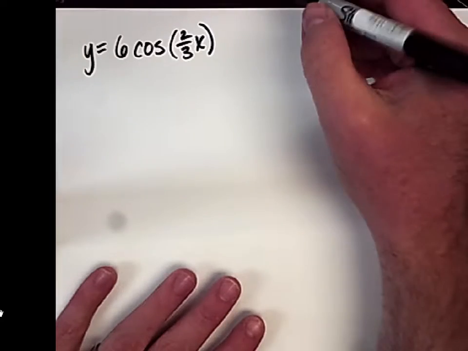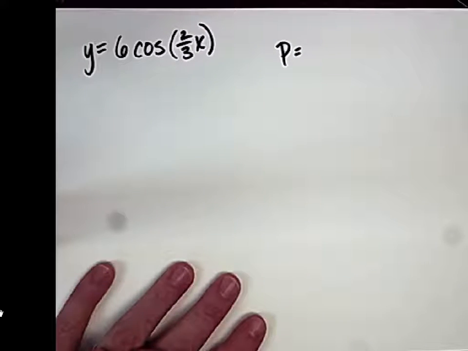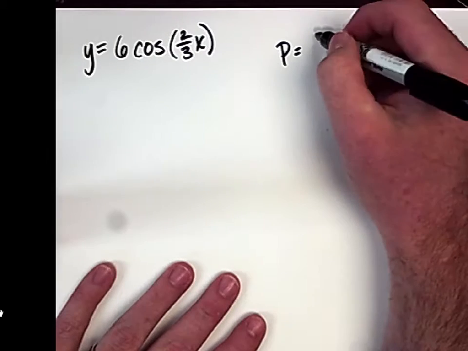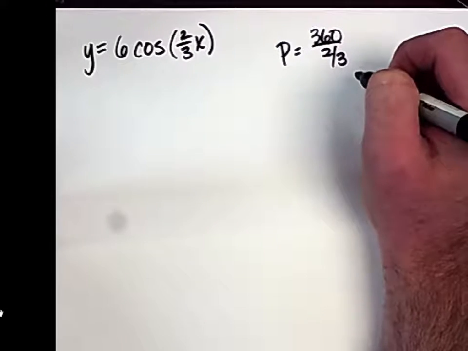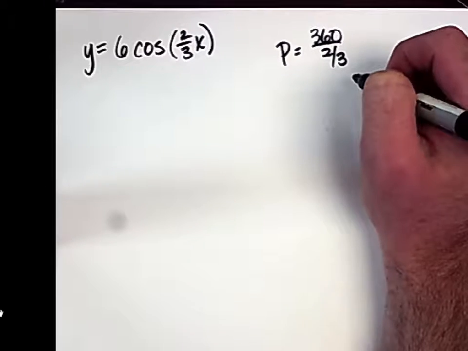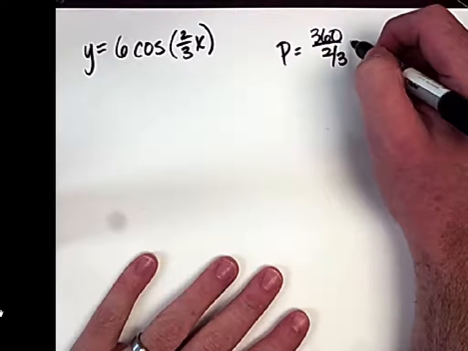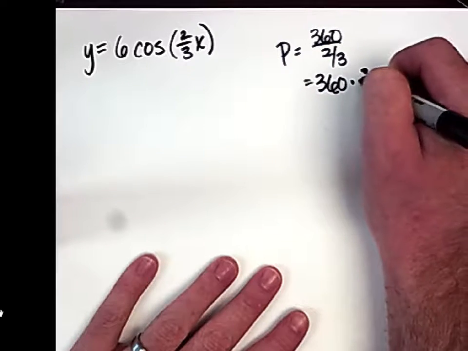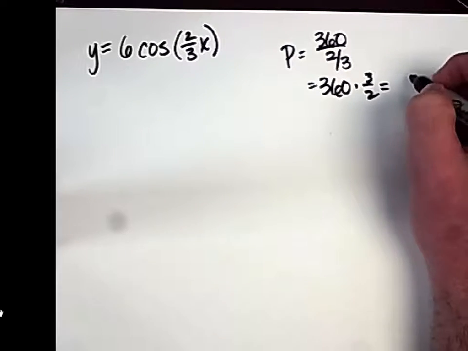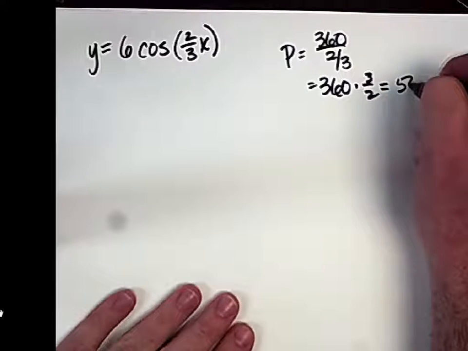What is the period? 2/3. It is 360 divided by 2/3. Now that's not 2/3 of 360, because "of" means multiply. 3 over 2 times 360. Right. So that would be 360 times 3 over 2, which is 180 times 3, which is 540.